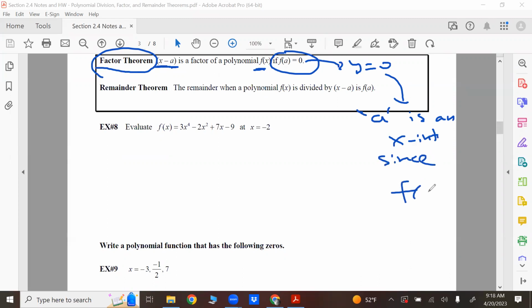Since f of a equals 0. That's what it means. Because f of whatever is y, right? If y is 0, you're on the x-axis. It's the x-intercept. So let's do example 8, just so you see how this works. You have to evaluate f of -2. Okay. You guys know how to do this, right?